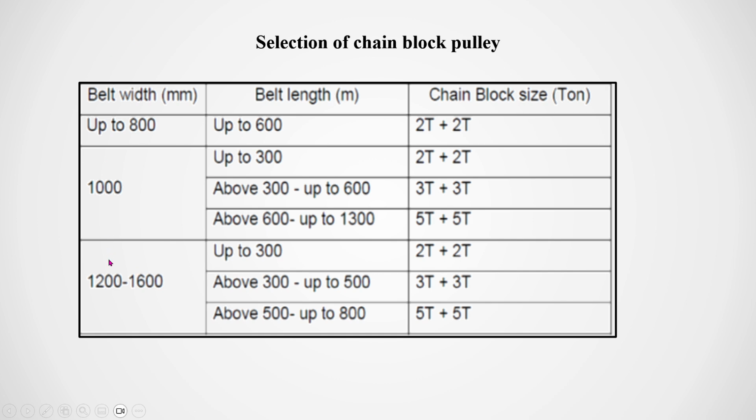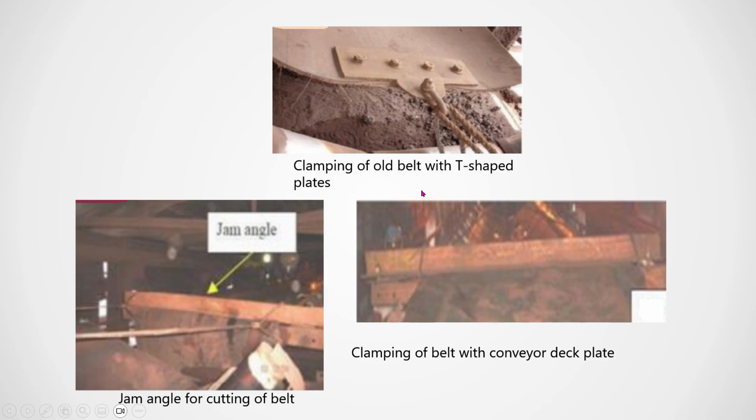Similarly, for belt width, if it is more, 200 to 600, 1600 millimeter, then up to 300 meter belt length, 2 ton, or 300 to 500 meter belt length, 3 ton, and then for 500 to 800 meter belt length, a 5 ton by 5 ton chain pulley block you have to use. They have given the dimension, given the capacity of the chain pulley block. Then when you are pulling the belt, you have to pull some.